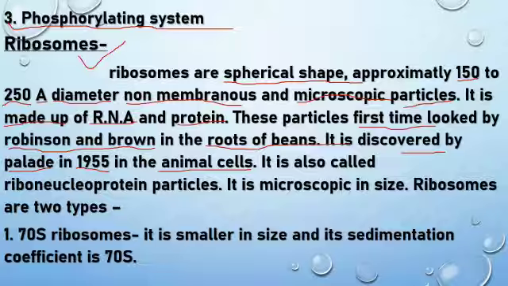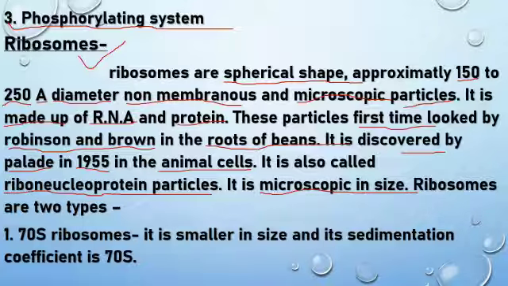Here we can see the secondary name of the ribosomes. Ribosomes are also known as ribonucleoprotein particles. What's the second name of the ribosomes? The second name is ribonucleoprotein particles. And ribosomes are microscopic in size.